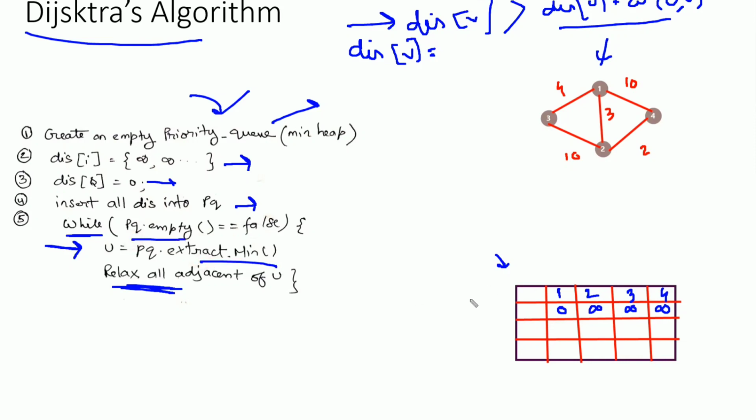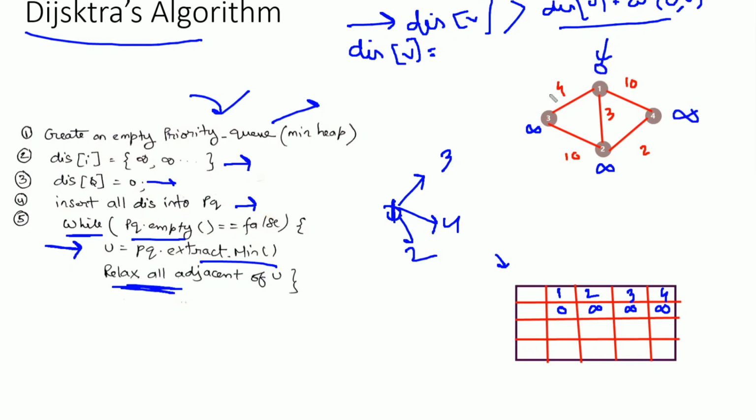So on doing extract min, the vertex having minimum value will be popped out from this priority queue. So this is 0, and from 0 I'll iterate its adjacent vertices and perform the relaxation operation. If we see in the graph, vertex 1 is the vertex having minimum value, that is 0, and from vertex 1 its adjacent vertices are 3, 4 and 2. The distance value of vertices 3, 4 and 2 is infinity initially, and for vertex 1 it's 0.